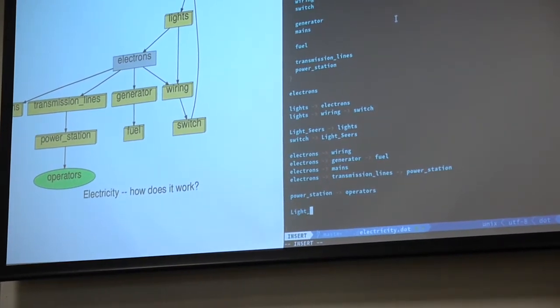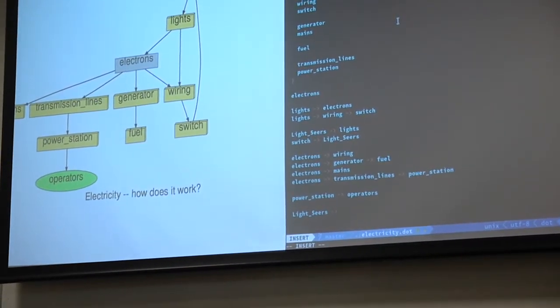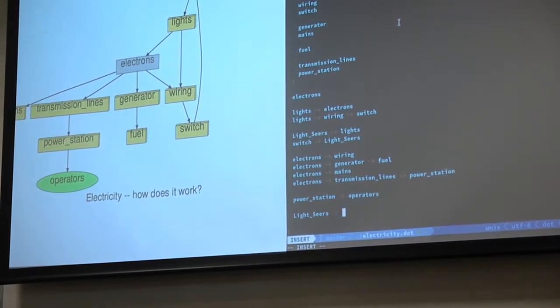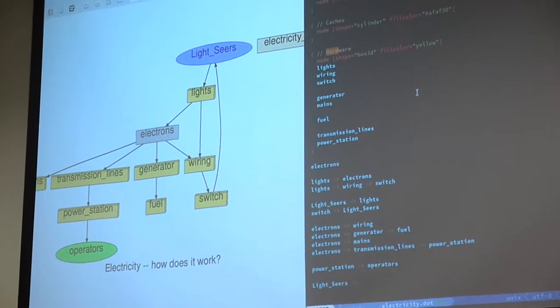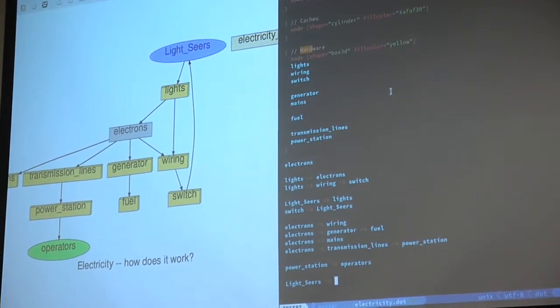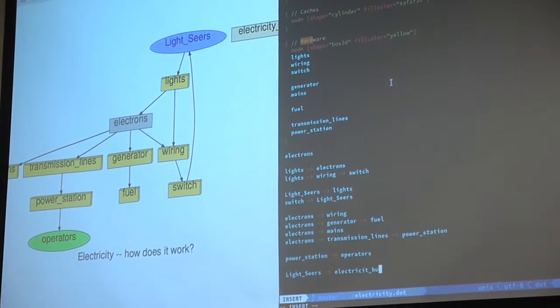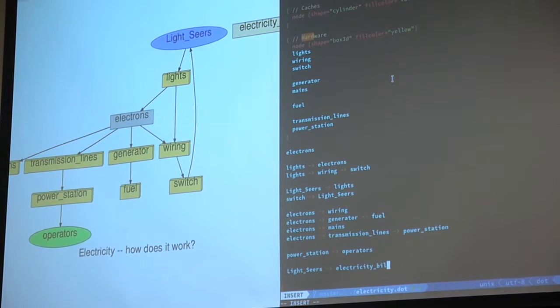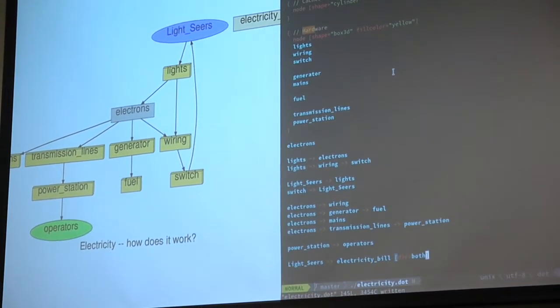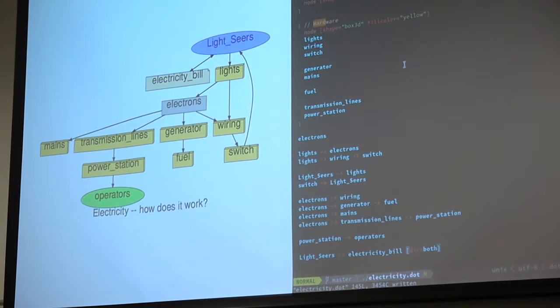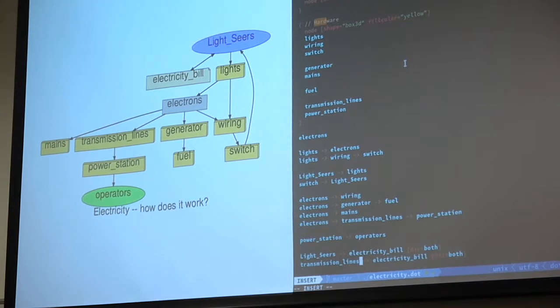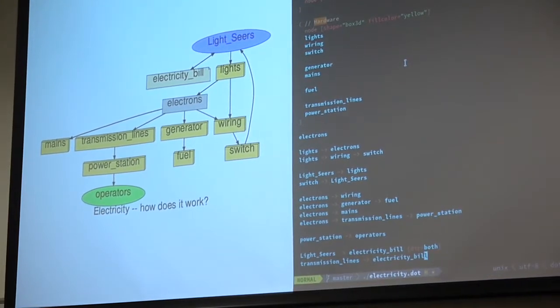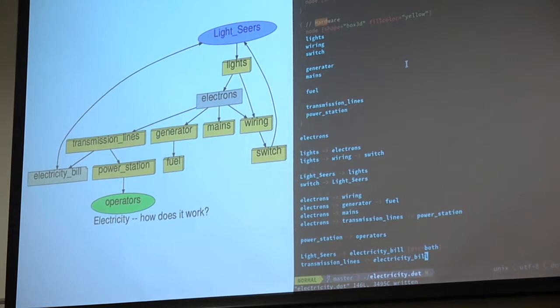and the lights. Do we depend on the electricity bill, or does it depend on us? It's kind of a bi-directional relationship, right? If we don't pay it, we don't get any light. But if we don't pay it, then the electricity bill doesn't get paid either. So we can make that be bi-directional. So let's have the transmission lines depending on the electricity bill as well. Well, is it the lines or is it that thing that we've called mains? Well, mains depends on the transmission lines.